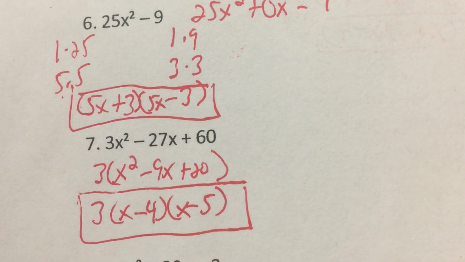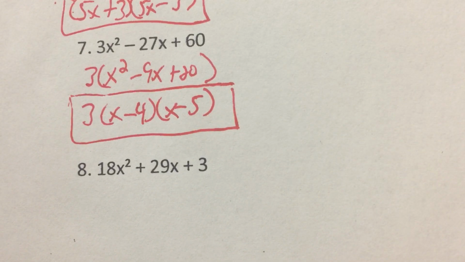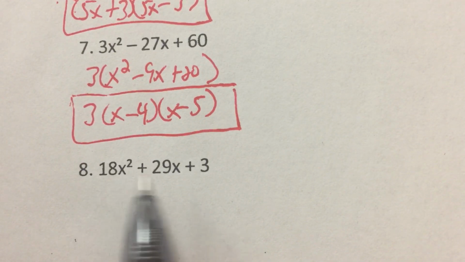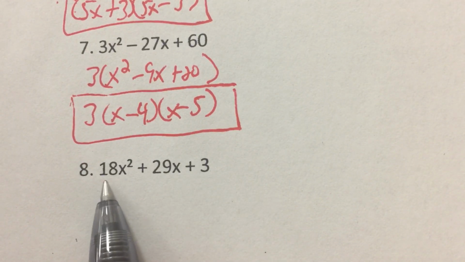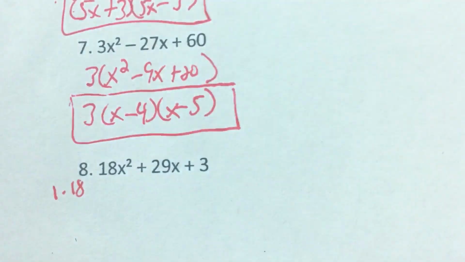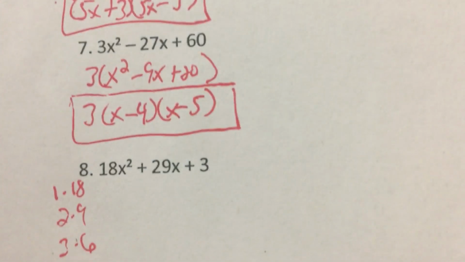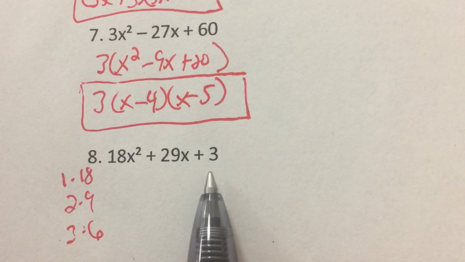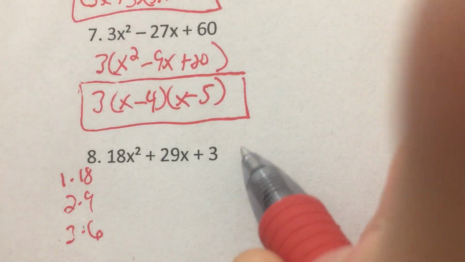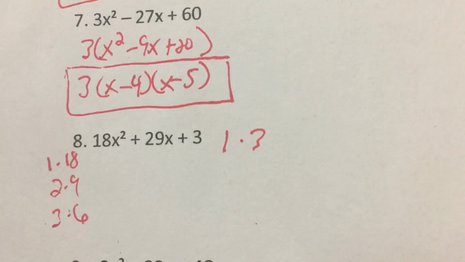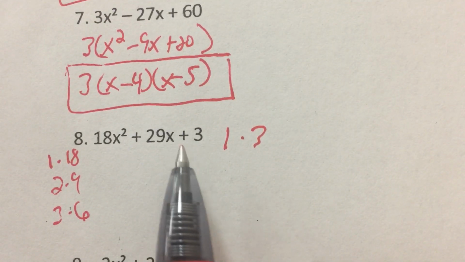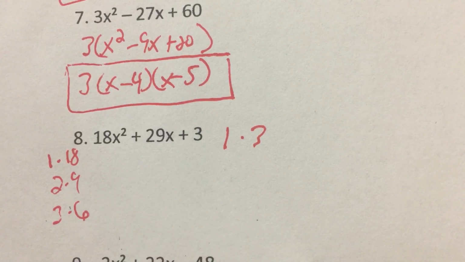Okay. Taking a look at number 8, I'm not so lucky on this one. 18, 29, and 3, those numbers cannot be divided by 18. So what are the factors that make 18? 1 times 18, 2 times 9, or 3 times 6. Good news for us on the back end, the only numbers that multiply to make 3 are 1 times 3. I'm looking for a combination of numbers that will add to make 29.